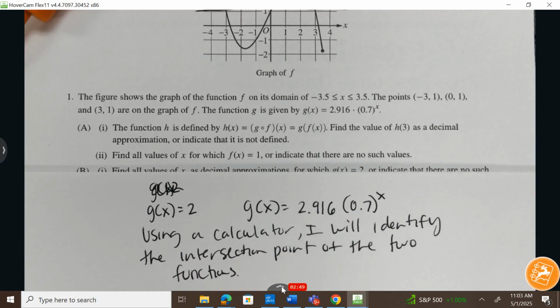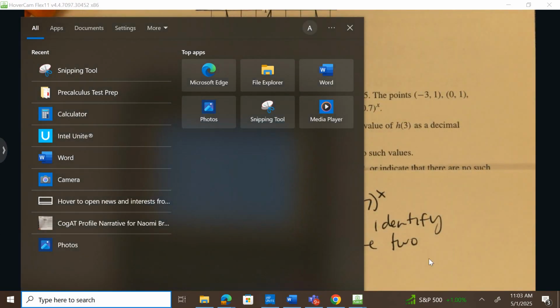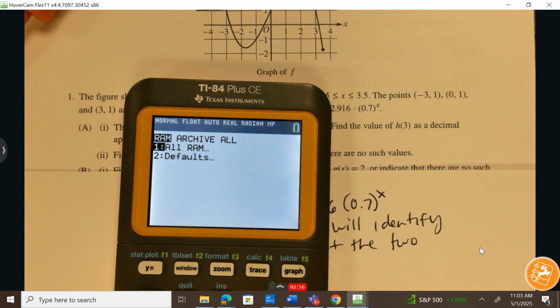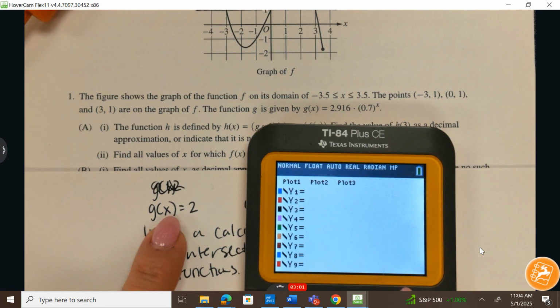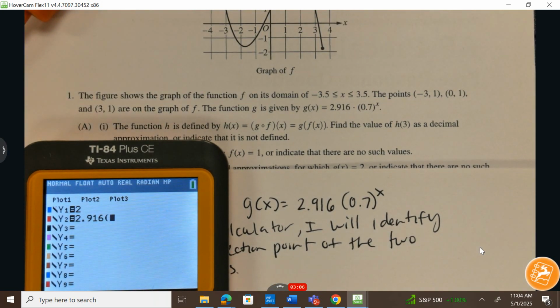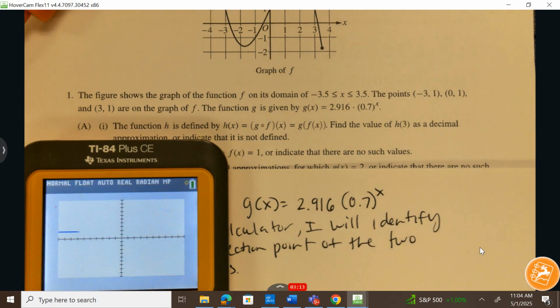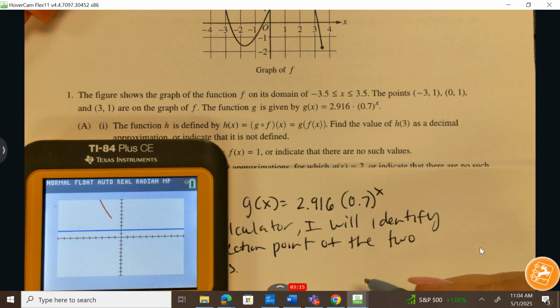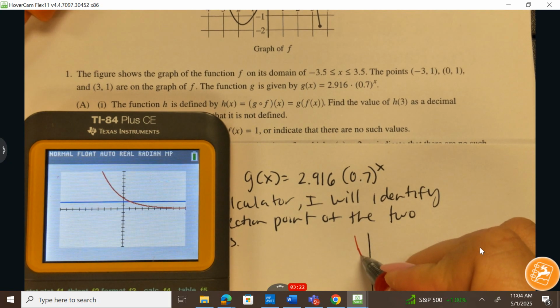So I'm going to do that at this time. I'm going to come up to, let's do this, and do second plus 712. And now I'm going to go y equals, so y sub 1 is going to be my 2, and y sub 2 is going to be 2.916 times 0.7 raised to the x power. Okay, got that down. Let's see where they intersect. I may even go so far as to show my work so the AP reader understands how I was able to achieve this.